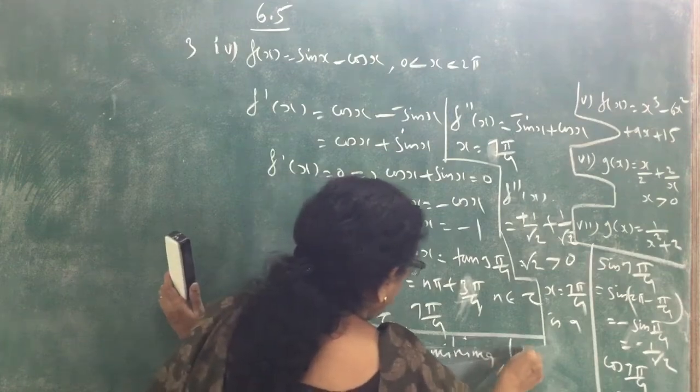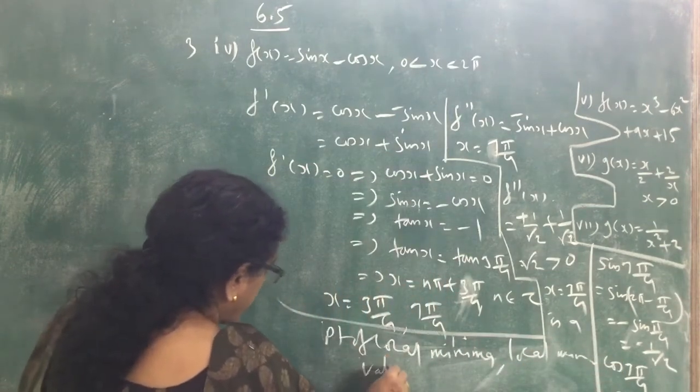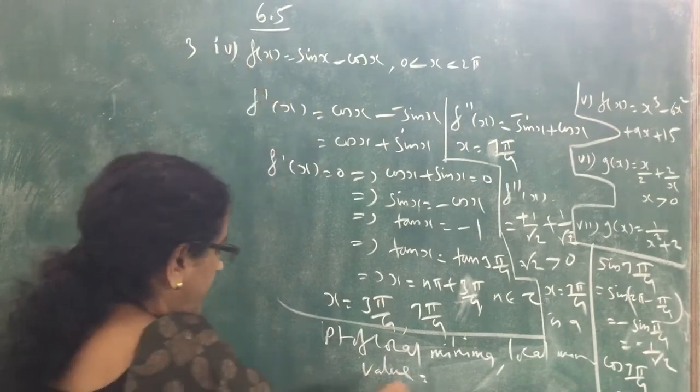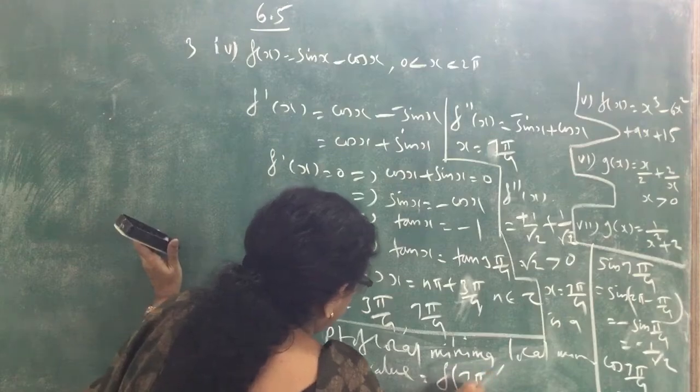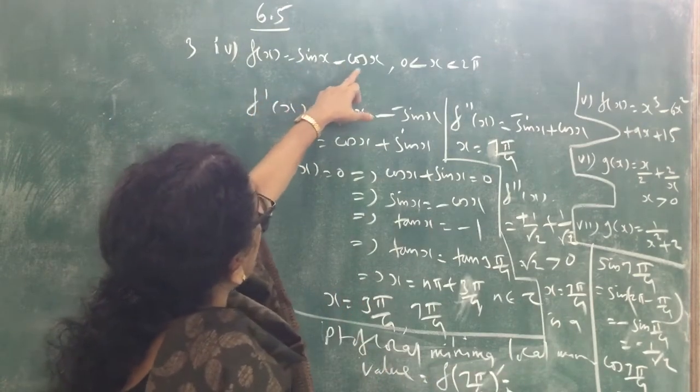And the local minimum value, in the function we have to substitute. That is f of 7 pi by 4. That is equal to sin 7 pi by 4 minus cos 7 pi by 4.